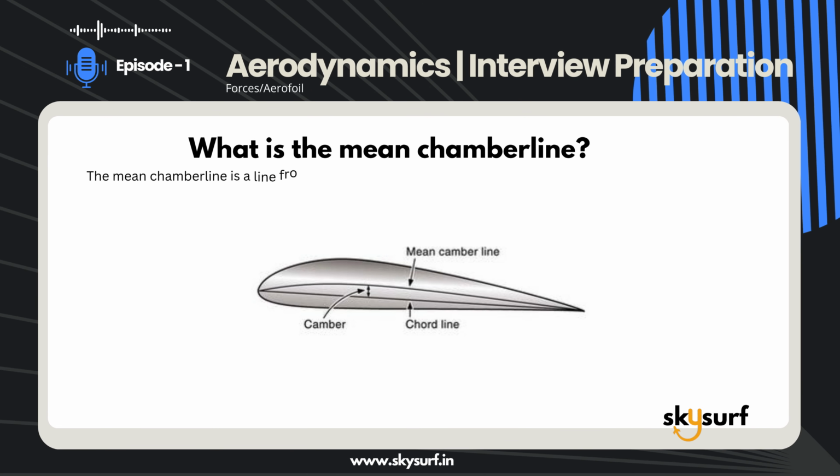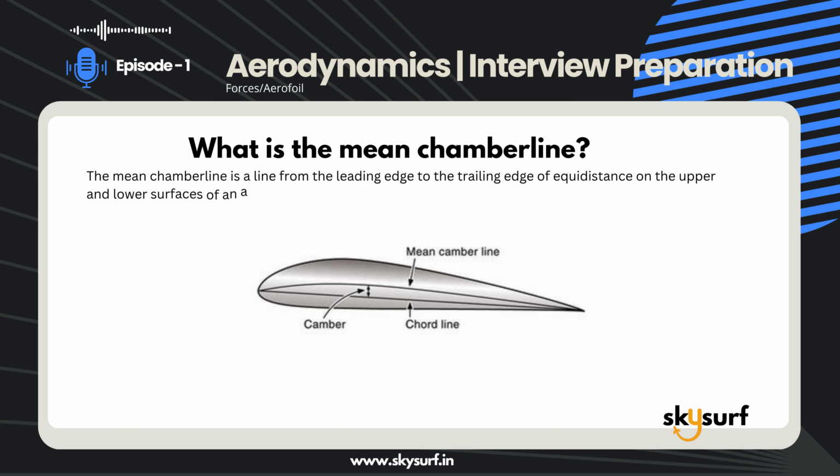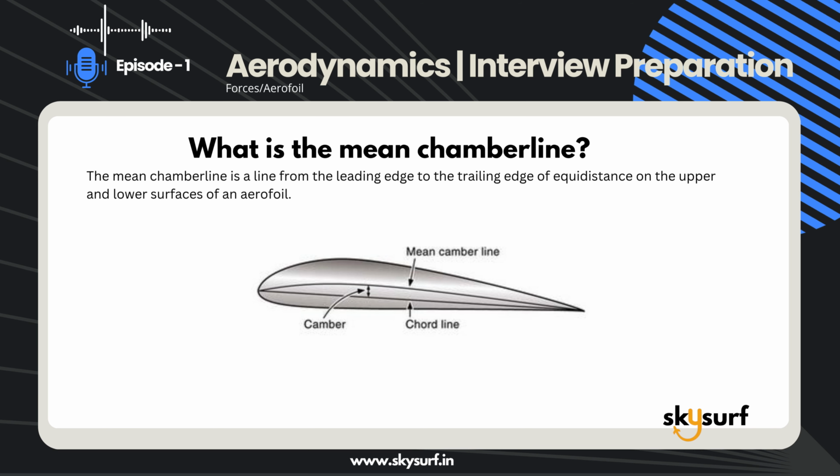What is the mean camber line? The mean camber line is a line from the leading edge to the trailing edge of equidistance on the upper and lower surfaces of an aerofoil.